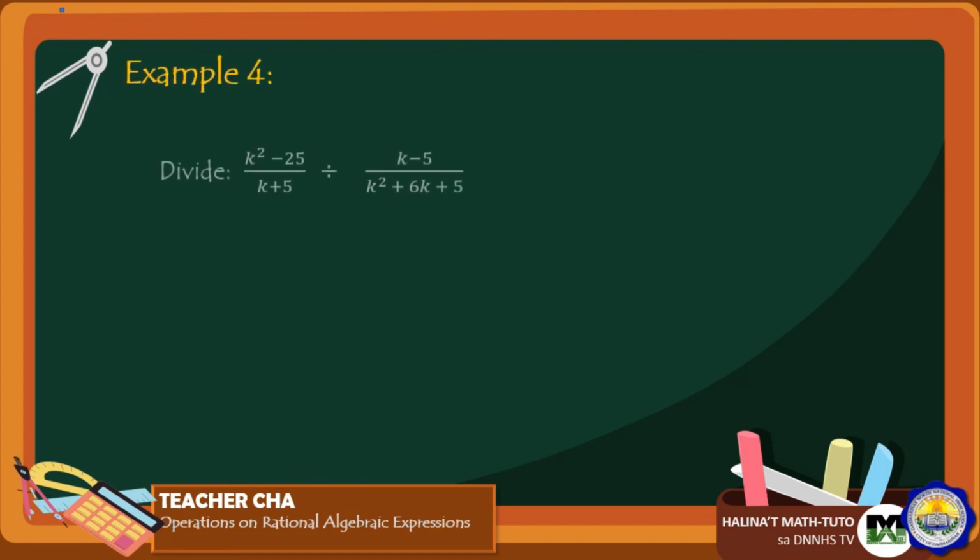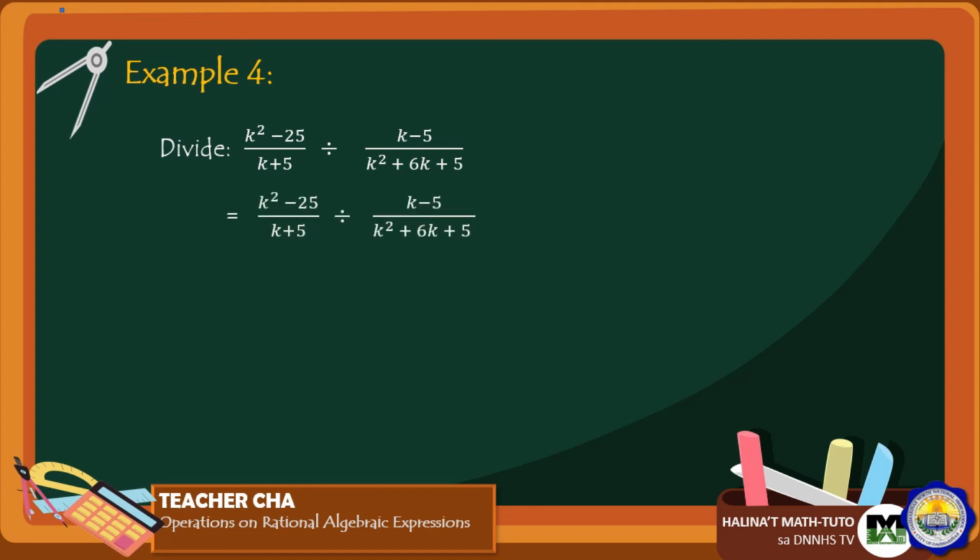Example number 4. Divide k squared minus 25 over k plus 5 divided by k minus 5 over k squared plus 6k plus 5. So change the division sign into multiplication sign and get the reciprocal of the divisor. So you have k squared minus 25 over k plus 5 times k squared plus 6k plus 5 over k minus 5.